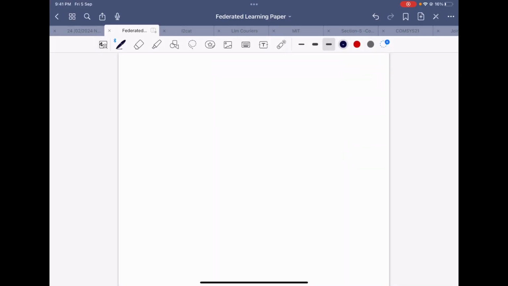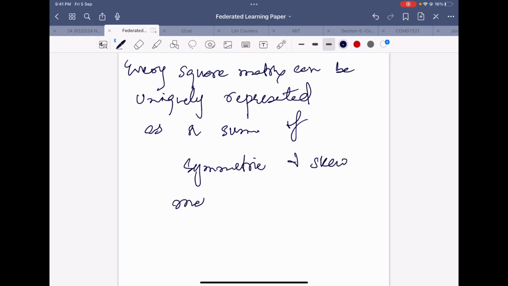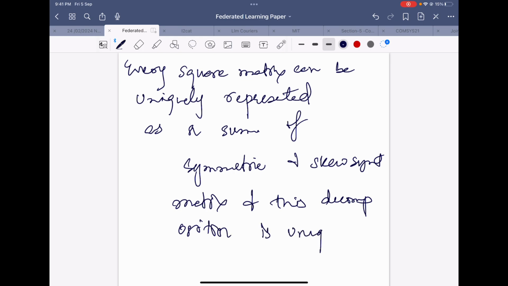Well, today we are going to prove a theorem from linear algebra. The theorem states every square matrix can be uniquely represented as a sum of symmetric and skew symmetric matrix. And this representation, or decomposition, is unique.